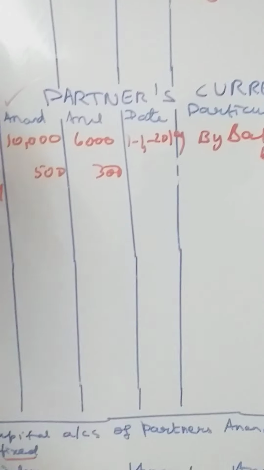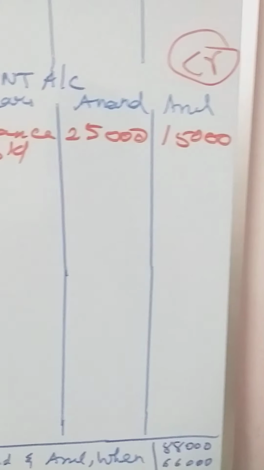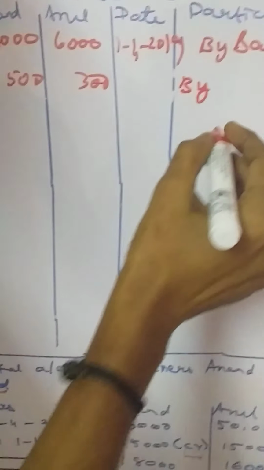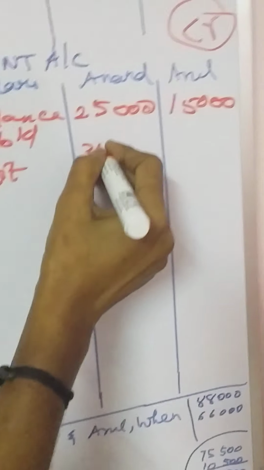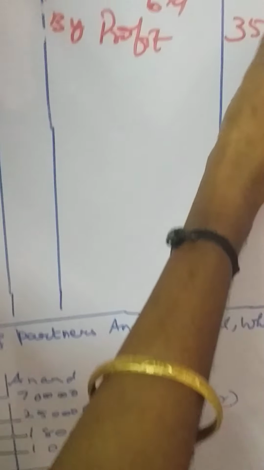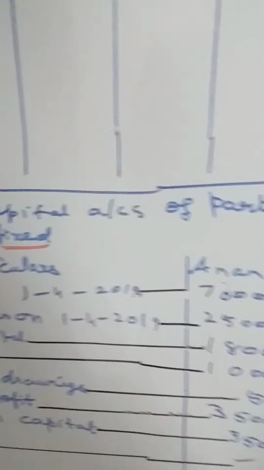Next says share of profit. It is an income for Anand and Arul. So, all income should be credited. So, under the credit side, by profit. Amount is 35,000 for Anand and 25,800 for Arul.